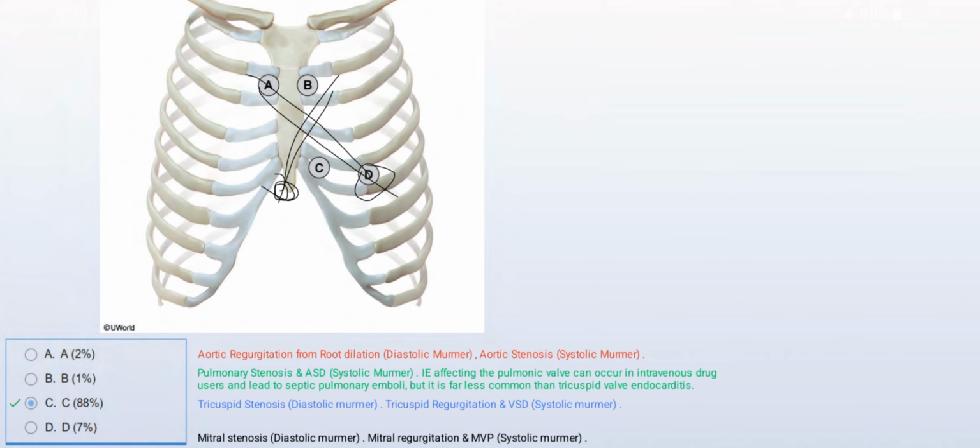So they want to tell us this concept that Staph aureus is causing infective endocarditis that is most commonly affecting the tricuspid valve, which is located between the right atrium and right ventricle. Okay, so option C is the correct one.